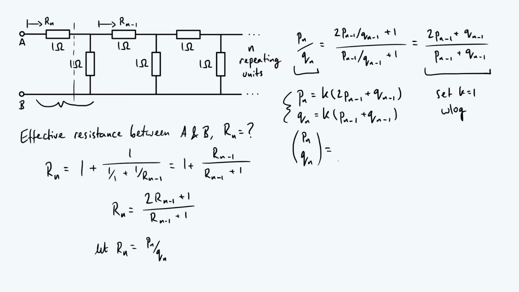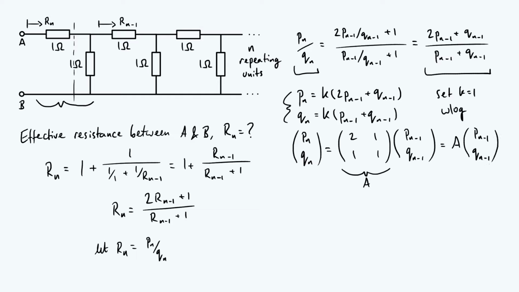Remembering that we set k equal to 1, our matrix of coefficients of Pn minus 1 and Qn minus 1 is going to be 2, 1 from that top equation, and then 1, 1, the coefficients from the equation at the bottom. And we're going to have that matrix multiplied by the vector Pn minus 1, Qn minus 1. For ease of notation, let's give that matrix a name. Let's just call it A. And so we can then write that as A multiplied by the vector Pn minus 1, Qn minus 1.